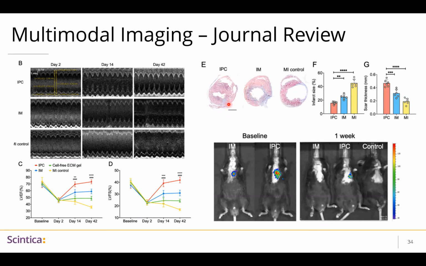And finally, this group wanted to ensure that this was actually translatable into the clinic. So they actually tested the route of injection on a porcine model, and they were able to develop and find a minimally invasive technique that they felt would be clinically translatable into the clinic.